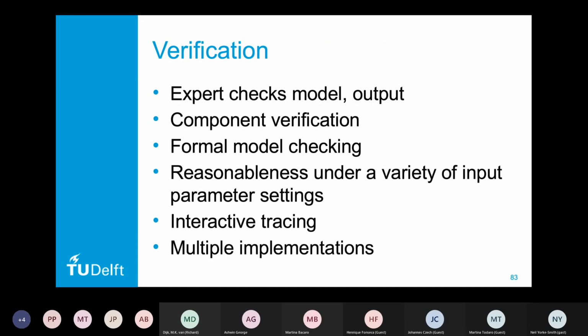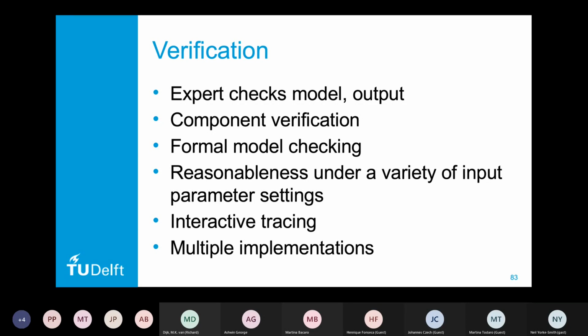So for verification, here are some ideas. Someone suggested checking extreme cases, so checking different parameter settings. Some of the things we can do: have an expert check the model, if they can read the model, check the output. Just like in software engineering, we can verify components. You can even do formal model checking. Maybe we can look at different input parameters. Is it doing something reasonable? We can try interactive tracing, so you could watch an agent all the way around and see what it does. And a powerful way of doing verification is the last one, which is to implement it more than once, either with different people implementing it or in different platforms or toolkits, and compare.